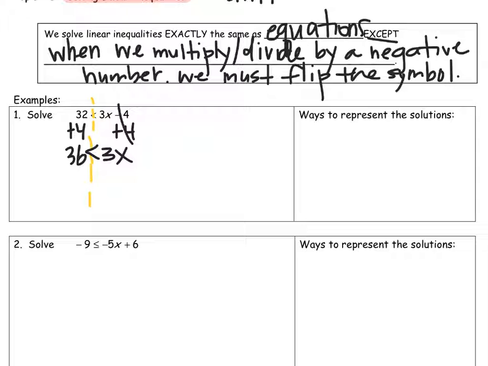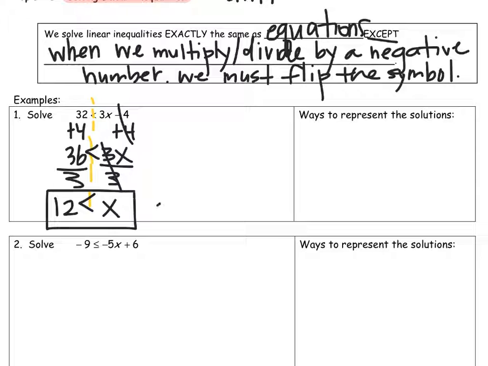All right, now I'm going to divide both sides by 3 because that cancels my 3's, and I'm left with x by itself on the left, and over here 36 divided by 3 is 12, and I'll bring down my symbol exactly. And remember, I didn't divide by a negative, I divided by a positive, so that's fine. This is my answer. 12 is less than x.